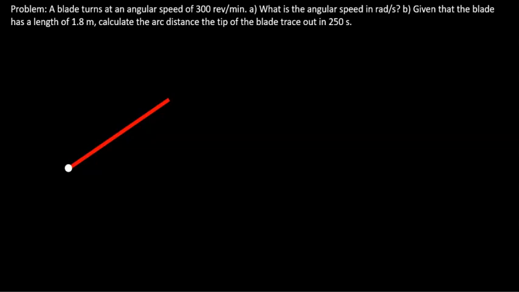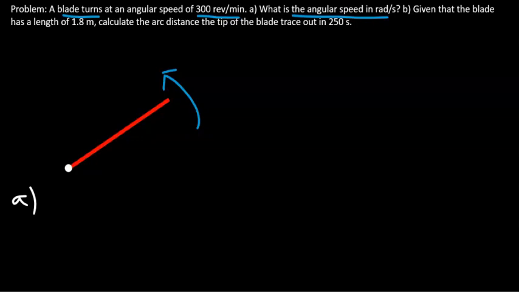Problem 2. A blade turns at an angular speed of 300 rev per minute. Let's say like that. So this is the blade, and it is turning about an axis that's passing through this point, and it's coming out of the board. What is the angular speed in radian per second?